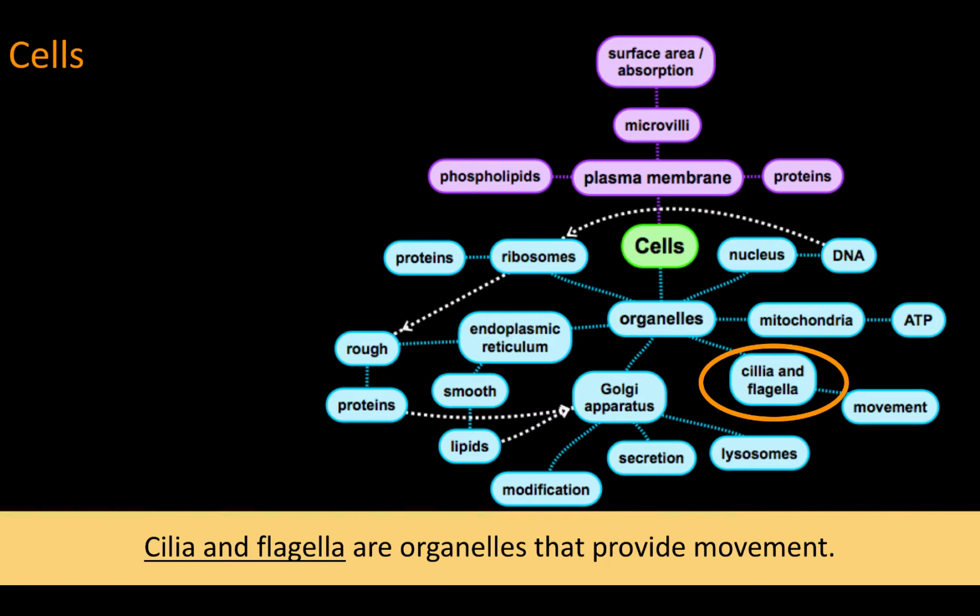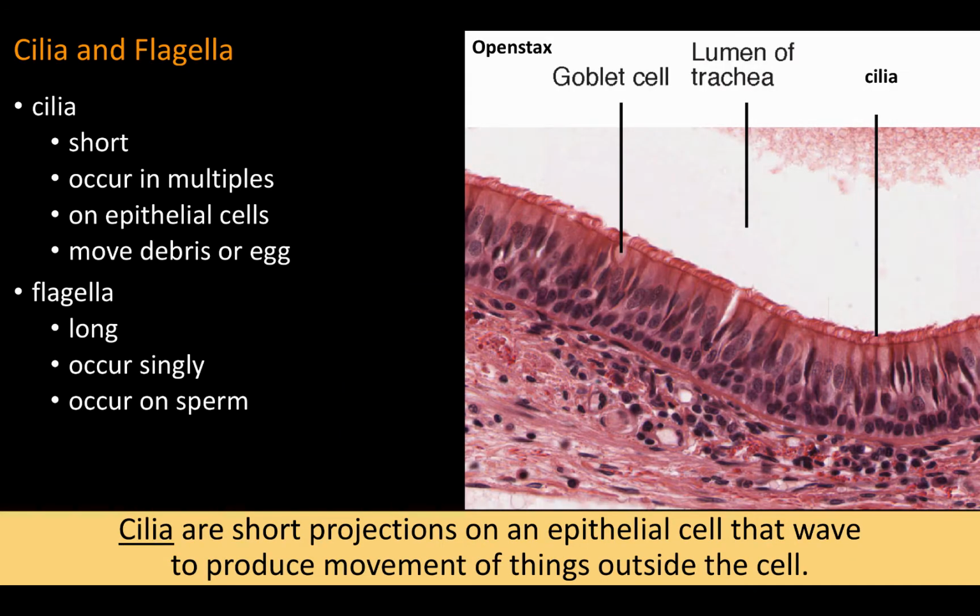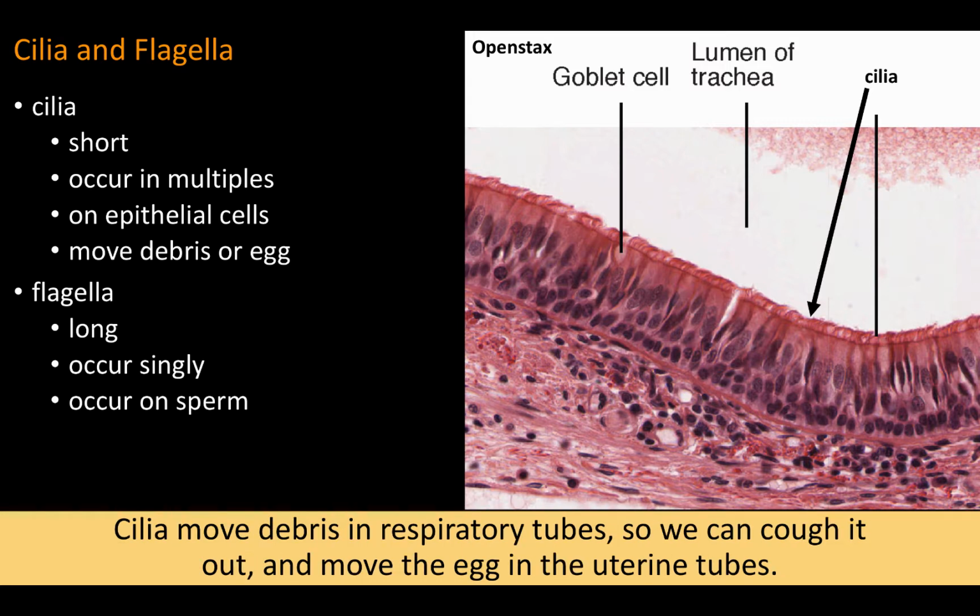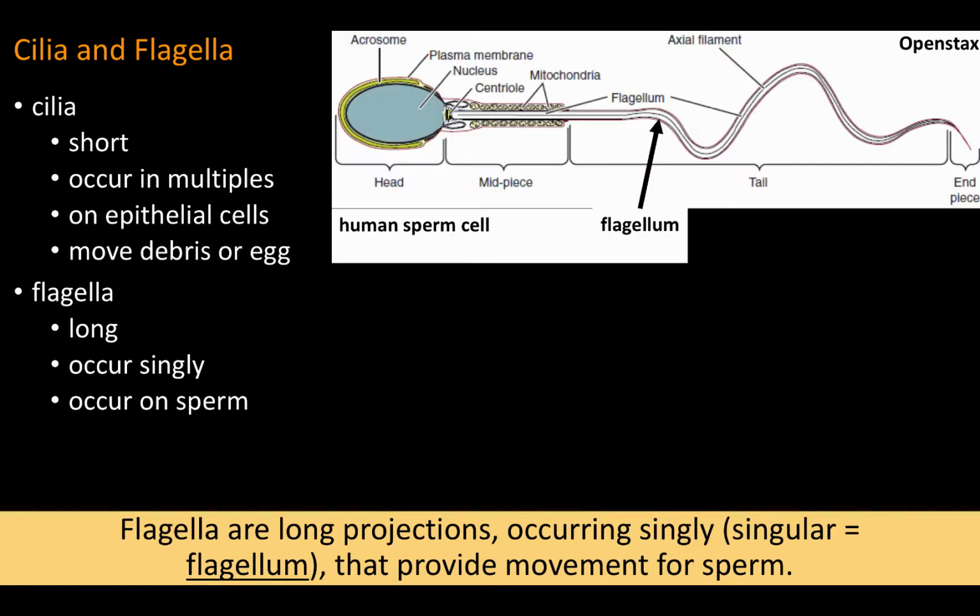Cilia and flagella are organelles that provide movement. Cilia are short projections on an epithelial cell that wave to produce movement of things outside the cell. Cilia move debris in respiratory tubes so we can cough it out, and move the egg in the uterine tubes. Flagella are long projections, occurring singly, singular equals flagellum, that provide movement for sperm.